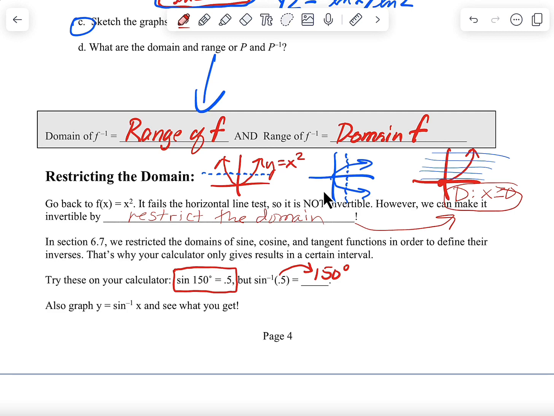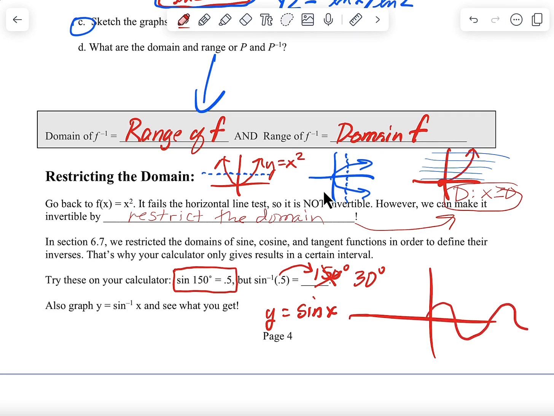If sine is an invertible function, then this should work. But type that in your graphing calculator using degrees. If you're in degree mode, and you do inverse sine of 0.5, you'll find out you don't get 150, you get 30. And this is why. When your calculator is designed to do inverse sine, they had to restrict the domain. Otherwise, you would not be able to calculate inverses. In fact, if you graph y equals the sine of x, you might remember, you get an infinite wave. Well, infinite waves do not pass the horizontal line test. So sine waves do not have inverses.